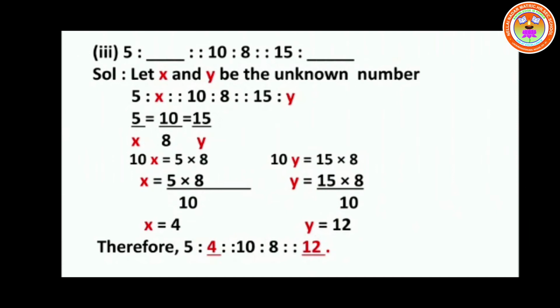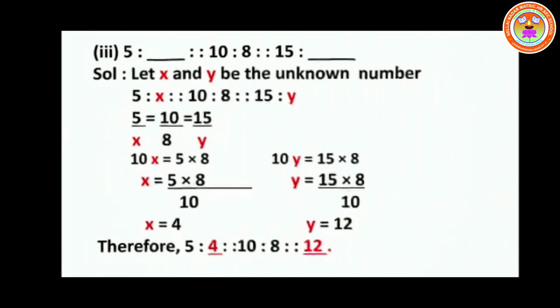So therefore 5 is to 4 as 10 is to 8 as 12. Sorry children, here I made a mistake in the answer. You just write 5 is to 4 as 10 is to 8 as 15 is to 12. I missed here 15. You please note it down. 15 is to 12 should come. Okay. Are you all clear about it? Please note down as it is in the fill up in the question. You write the answer. Here I missed 15. So you please take down the 15 over there. 5 is to 4 is to 10 is to 8 is to 15 is to 12.